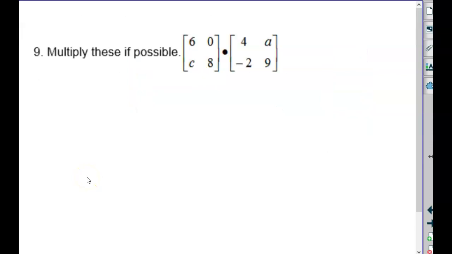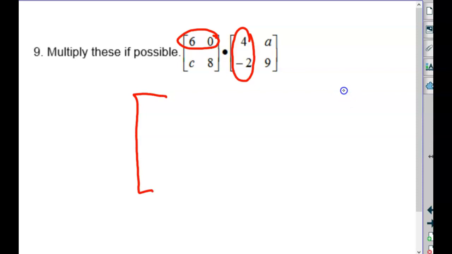Oh, this says multiply. Honestly, I think this isn't on the quiz, but I probably shouldn't tell you that. Okay, I'm going to do it kind of fast, but I'm going to show all the work. Row times column. First of all, we can do it because they're 2 by 2, yes? So here's my all-the-work one, and then we'll simplify it. So row times column will give us the first one here. So it's 6 times 4 plus 0 times negative 2.